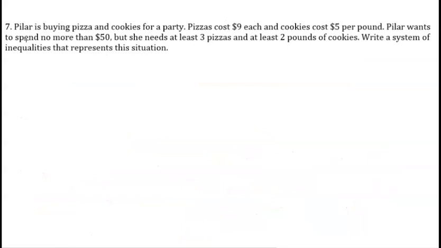Number 7. Pilar is buying pizza and cookies for a party. Pizzas cost $9 each, and cookies cost $5 per pound. Pilar wants to spend no more than $50, but she needs at least 3 pizzas and at least 2 pounds of cookies. Write a system of inequalities that represents this situation.